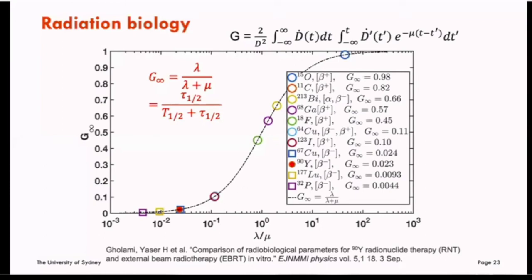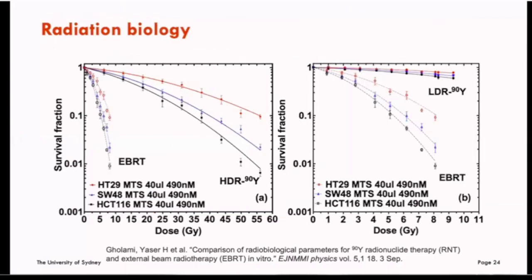So the G infinity factor here in this plot was calculated and plotted for a few commonly used isotopes in RNT and also for emission tomography for comparison. As you can see, the shorter the half-life of the isotope, the larger the G factor. This means the isotope with shorter half-life will be more effective in creating a lethal double strand break from two SSB events, because the damage rate is competing more efficiently with the DNA repair half-life.